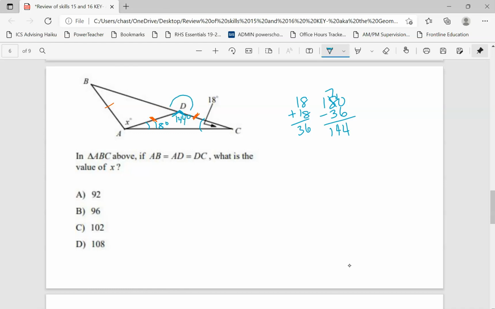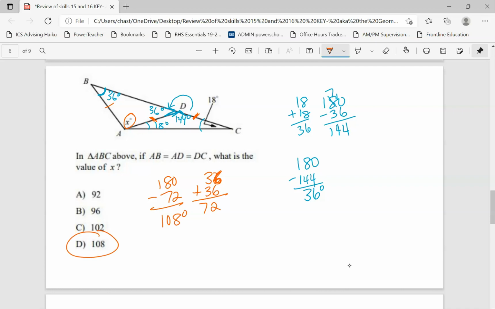Now I need to use that to help me find this angle over here. So if I take 180 minus 144, we know that is going to be 36 degrees. So this is 36 degrees, which means that this angle up here is 36. That's where I went wrong. And now we're going to take 36 and 36, add those together, we're going to get 72. 180 minus 72 will give us the angle x, which will be 108 degrees. That's what our answer should have been.